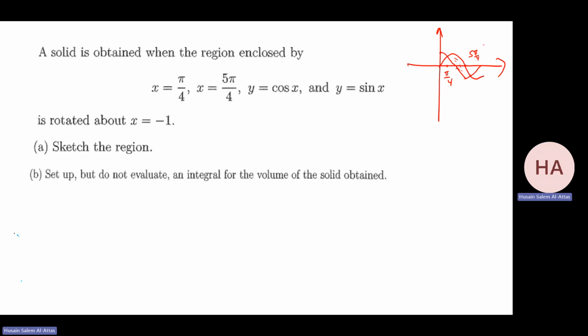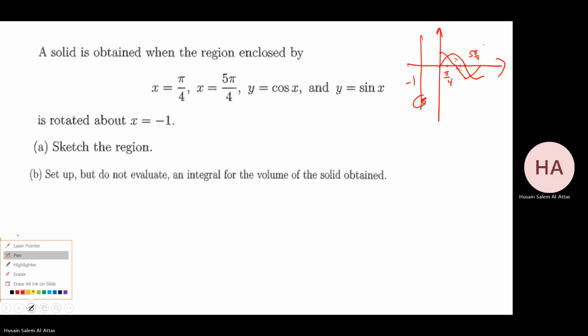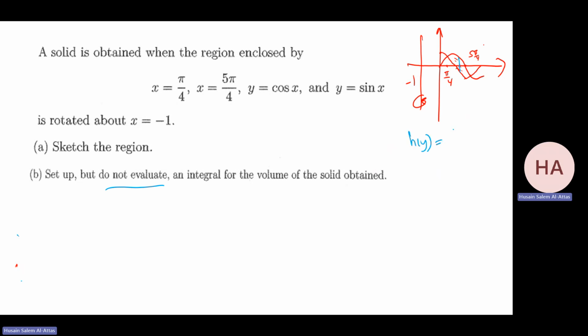Okay. And I want the rotation about the line x equal minus 1. This is the line x equal minus 1, this is my axis of revolution. He said just formulate, don't evaluate. Okay. So this is my line. h of y will be sine minus cosine. p of y is the length of this distance, which is x minus (minus 1), which is x plus 1.